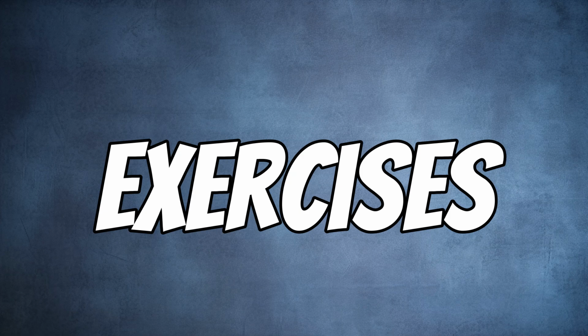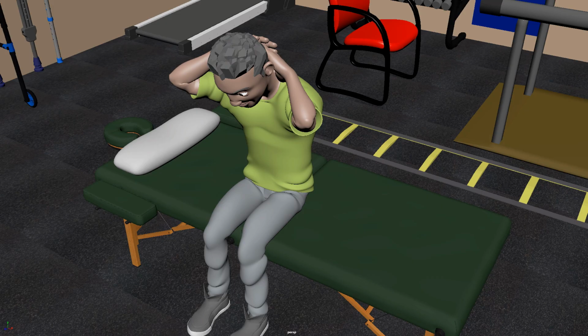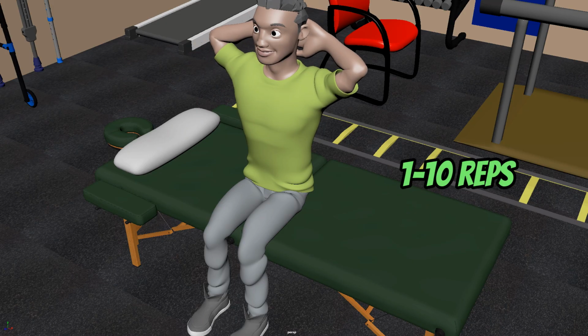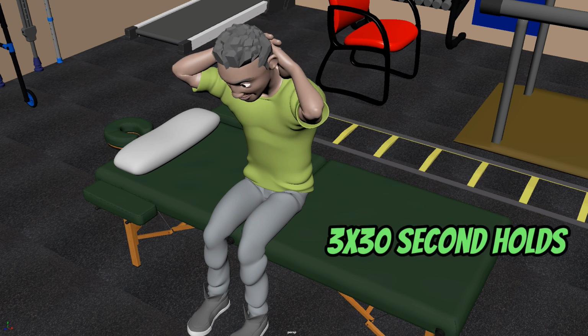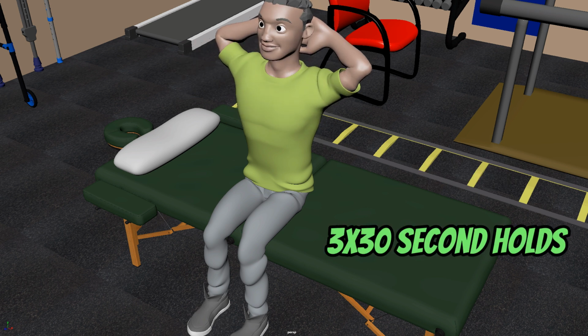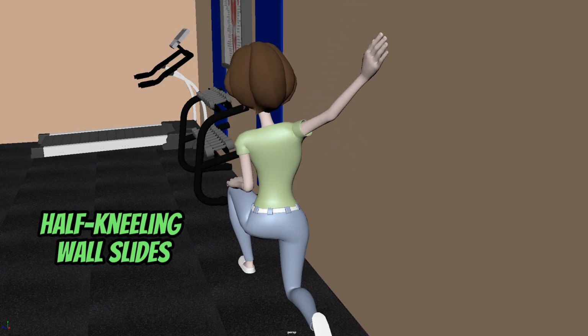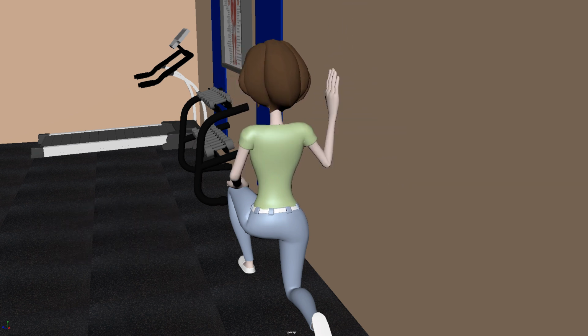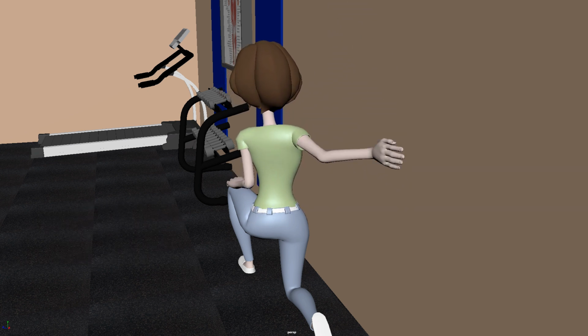For the exercise, a seated thoracic extension active range of motion exercise can be done for 1 to 10 reps, progressing to 30-second hold times for 3 reps. Same with half kneeling wall slides, since the shoulder overhead motion can also increase thoracic extension.